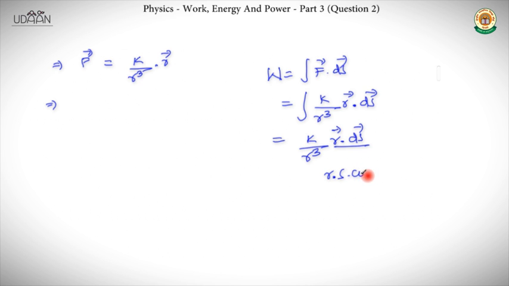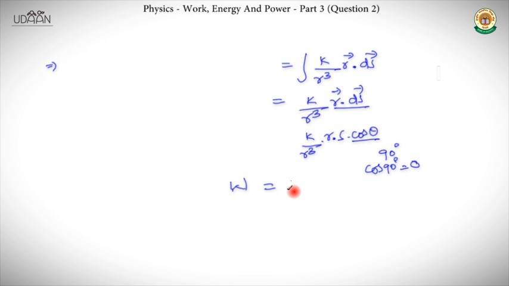s into cos theta. So as always the angle between r bar and ds bar is 90 degrees, we will be getting cos 90 degrees is equal to 0. So work done by the particle will always be equal to 0.